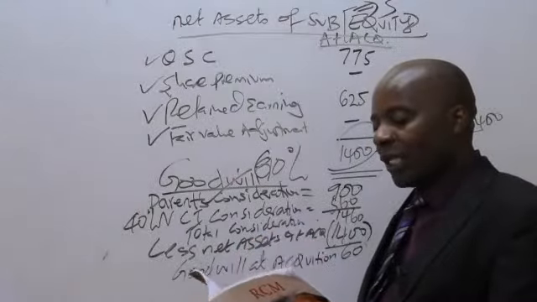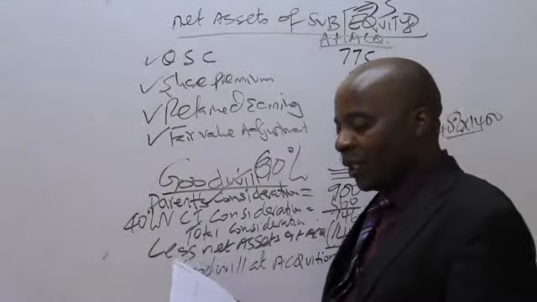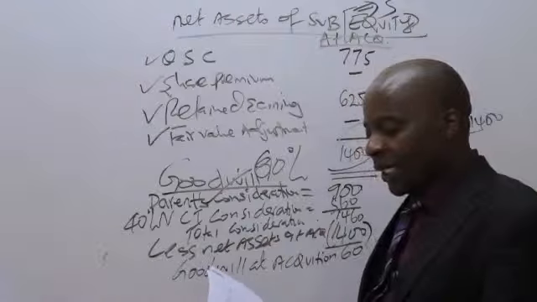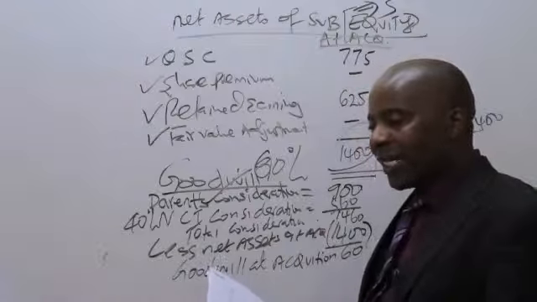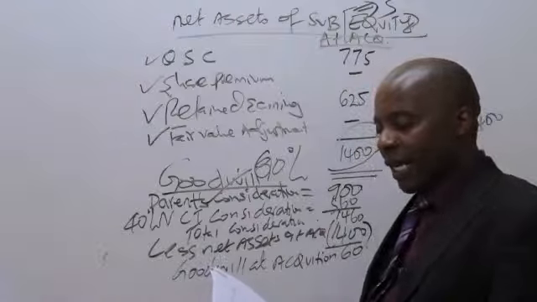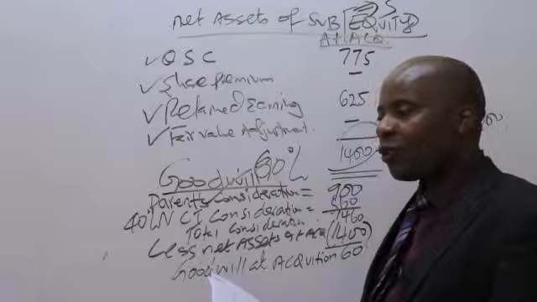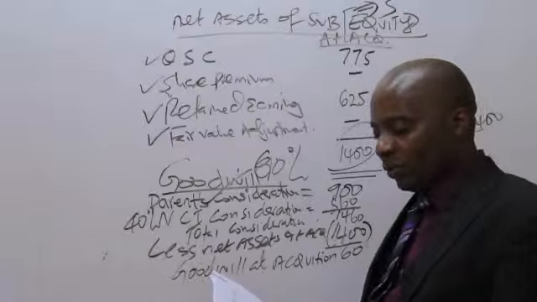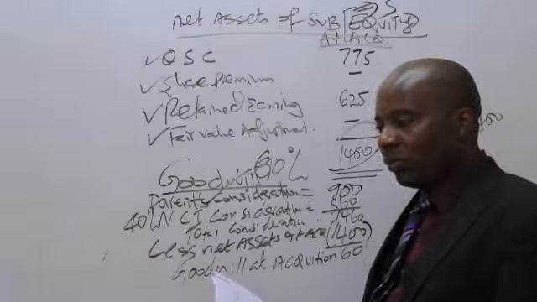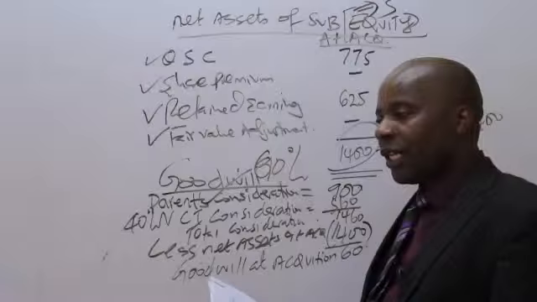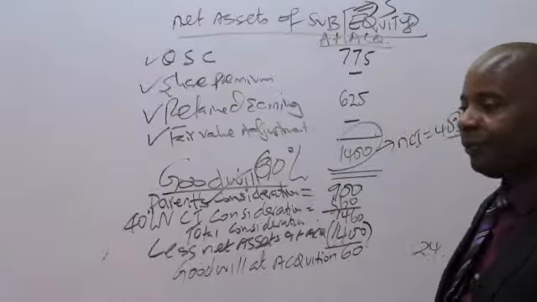W Limited bought 60% holding in the equity of S Limited on 1st April 2016. The purchase consideration was agreed at 900. 600 paid in cash. The balance we had to borrow. So are we together there, Ruth?